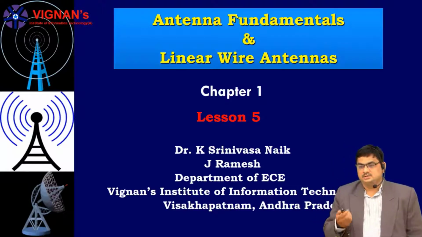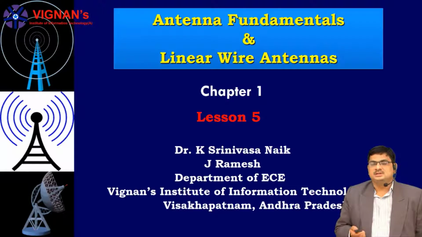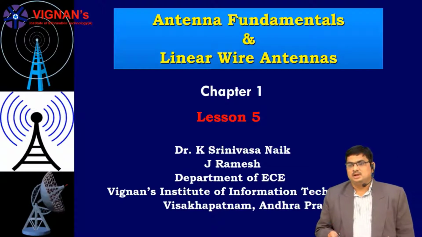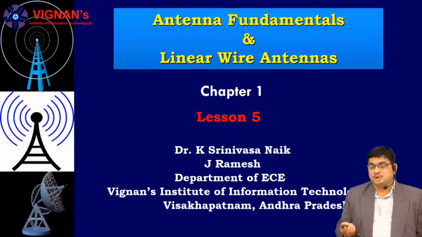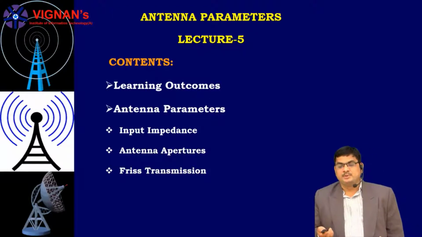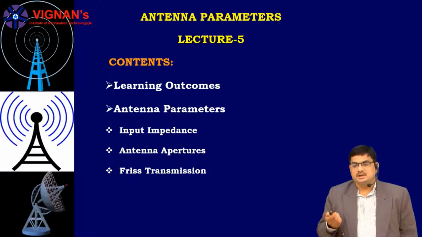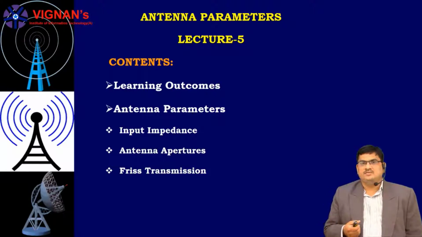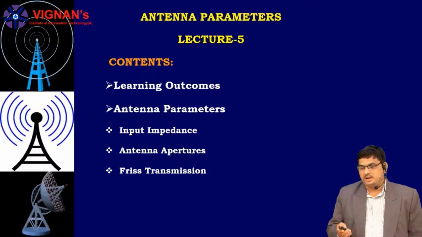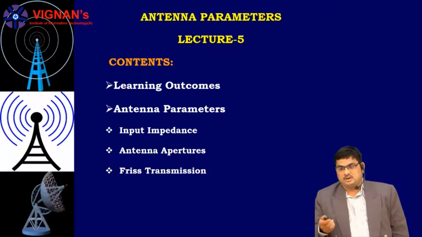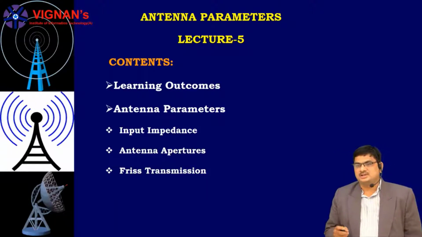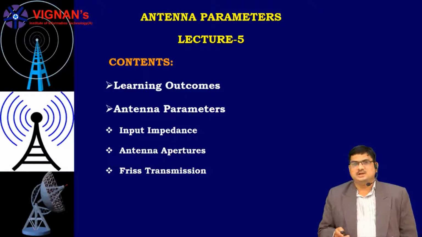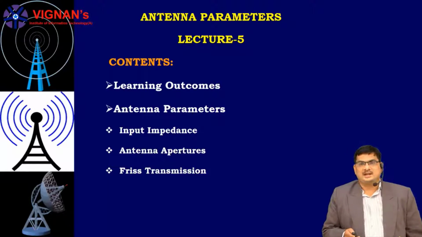Today, this is the lecture number series. In this lecture, we are discussing some circuit parameters like input impedance, bandwidth, antenna apertures, and Friis transmission formula. So, antenna parameters are divided into two types. One is the circuit parameters, and the second one is the pattern parameters.